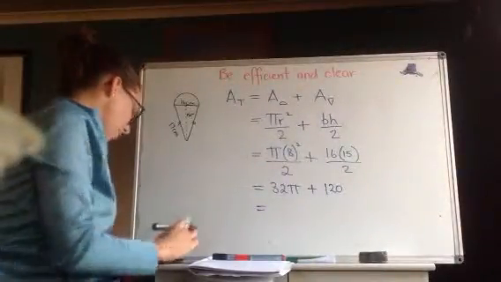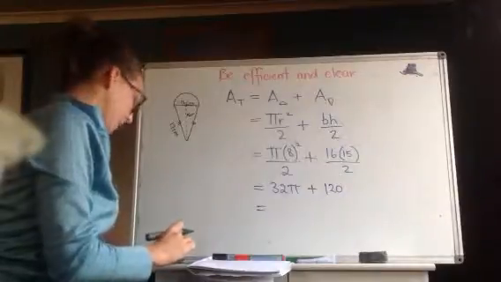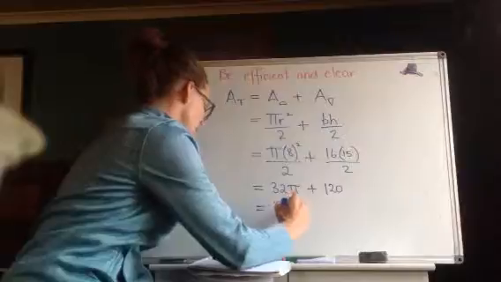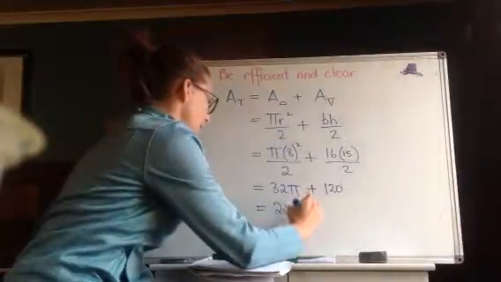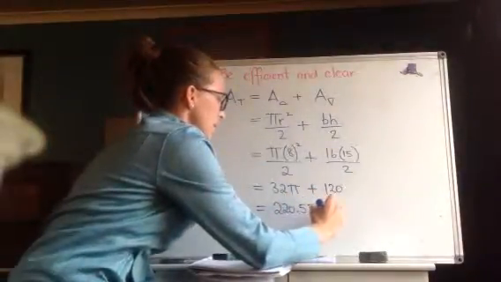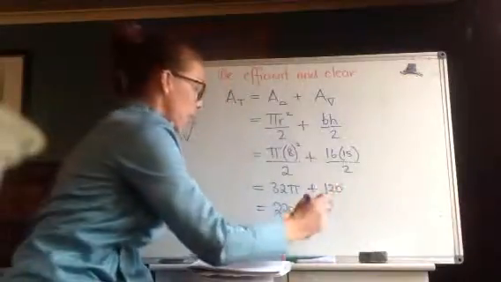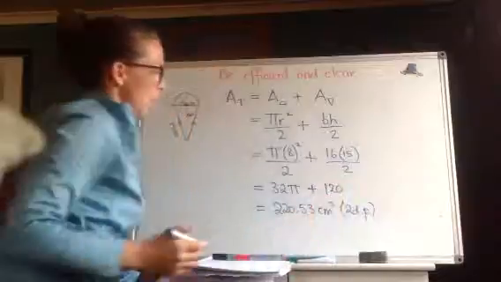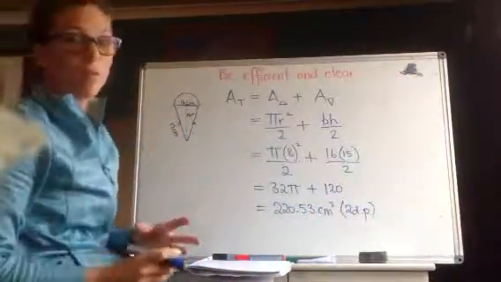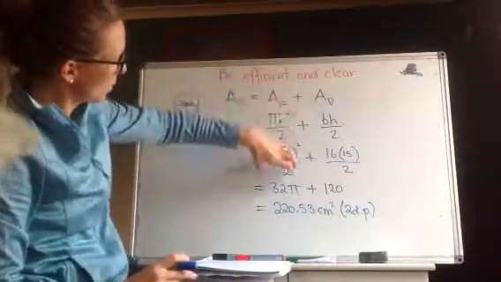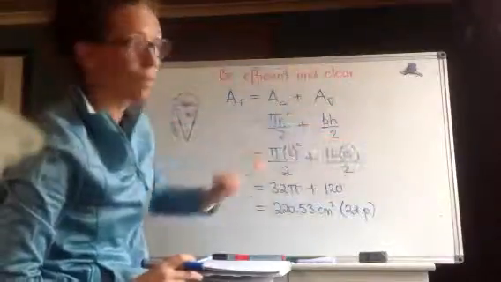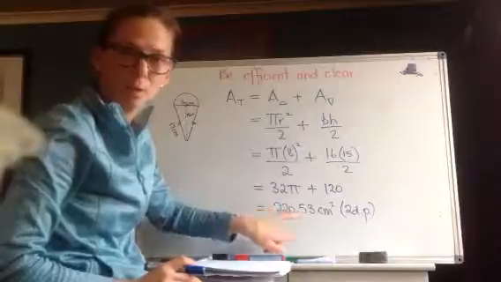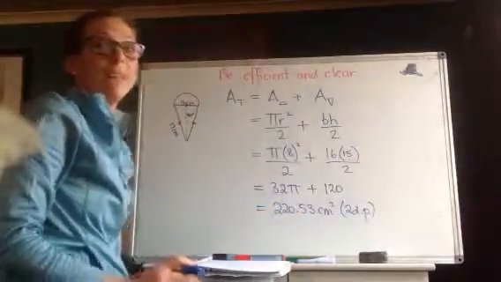So 32 times pi plus 120 is equal to 220.53 centimetres squared, because I'm looking at area, to 2 decimal places. And hopefully you can see it's been really efficient and really clear. I've kept everything here on the left, I've kept everything here on the right. I've only rounded at the very last moment to keep it as accurate as I can.